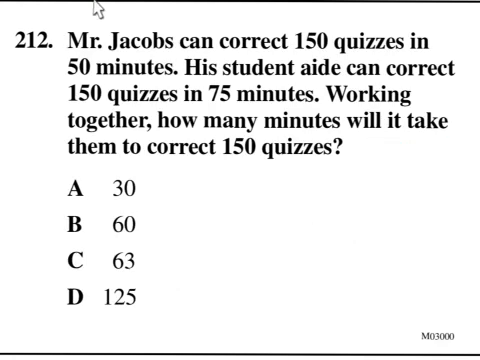For this problem, Mr. Jacobs does 150 quizzes in 50 minutes. The aide does 150 in 75. How long together for 150 quizzes? The basic idea is first look at Mr. Jacobs. If he does 150 in 50 minutes, that means Mr. J can do 150 per 50. That would be 3 quizzes per minute.